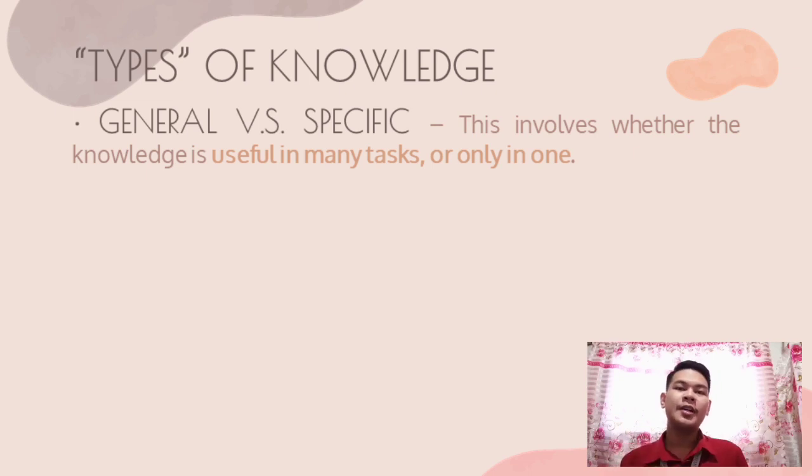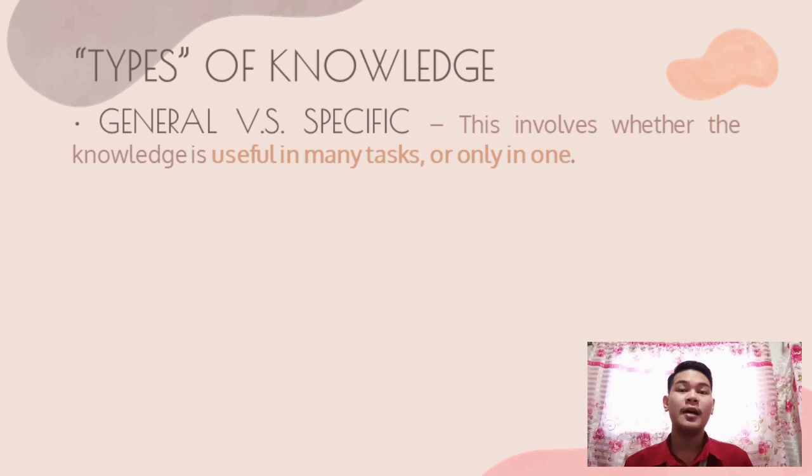Okay. General versus specific. Sabi dito, this involves whether the knowledge is useful in many tasks or in only one. Alam naman natin siguro ang term na general, pati naman ang specific. Kapag sinabi natin general, napaka-broad. For example, birds. Pag naisip mo yung birds, maiisip mo lahat ng birds, all different types or species. Napaka-general, napaka-broad. So, kung sasabihin ng teacher mo, i-list down mo lahat ng birds na alam mo, kasi napaka-broad, napaka-general, masyadong maraming birds.